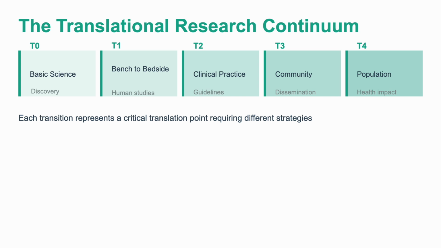T3. Community dissemination spreads interventions beyond controlled settings. Does it work in the real world? T4. Population health achieves broad impact. Is it improving health at scale? Each transition represents a critical translation point requiring different strategies, stakeholders, and success metrics. Most research funding focuses on T0 and T1. We need more emphasis on T2 through T4, the stages that actually reach people.